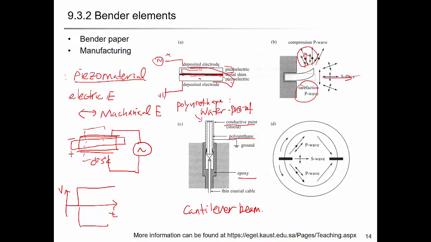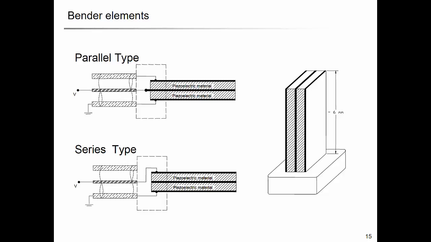And please go to this website, then you can find the preparation of the bender element for the soil application. There's a PDF. There's a parallel type and series type. I will also distribute the paper that explains the parallel and the series type.